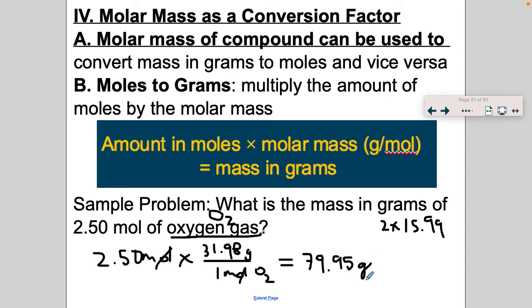Okay, but are we really done? No. Grams of oxygen, grams of O2. Sig figs. So it's 79.95. How many sig figs here? 2, 3. It's 3, because there's a 0 at the end. So it's 80.0. Yeah.